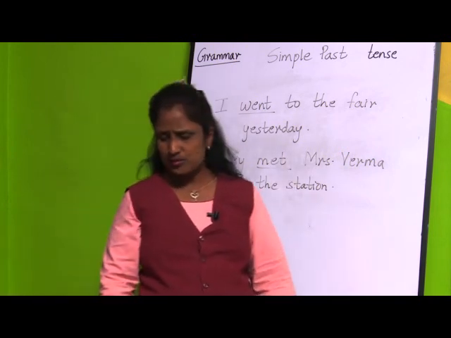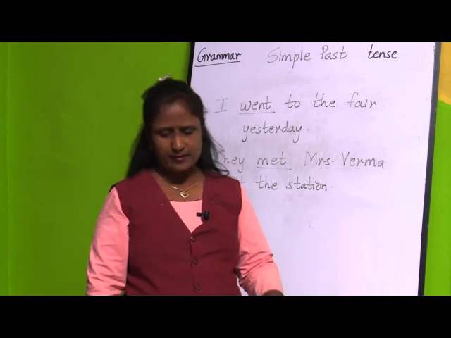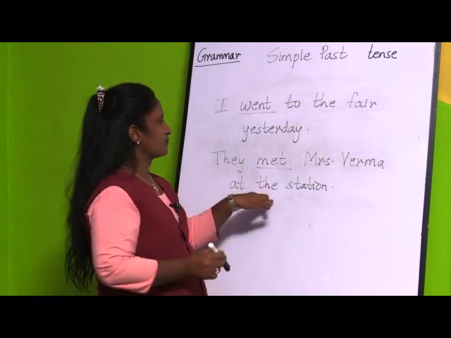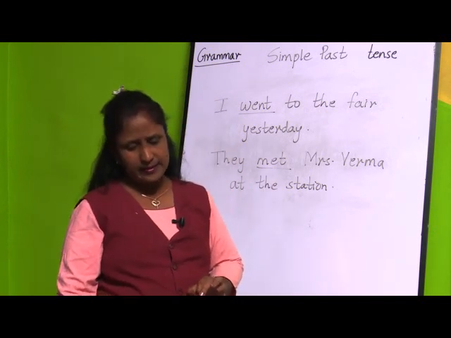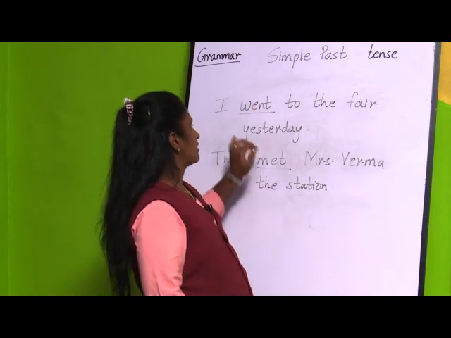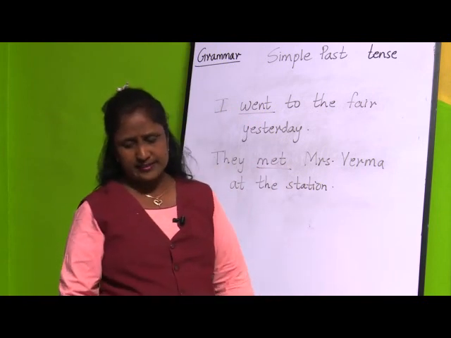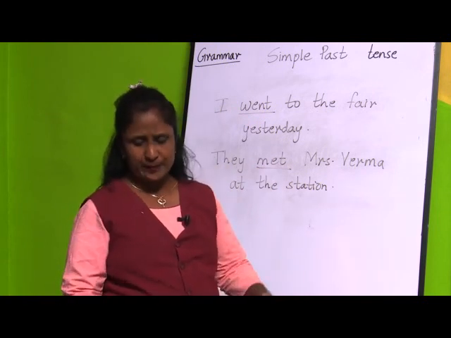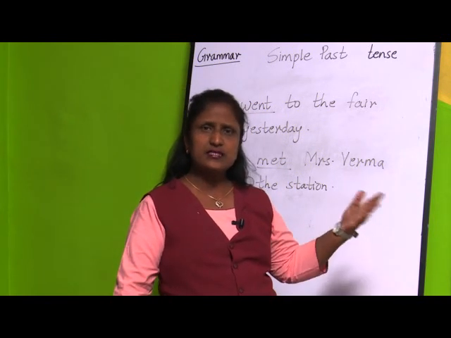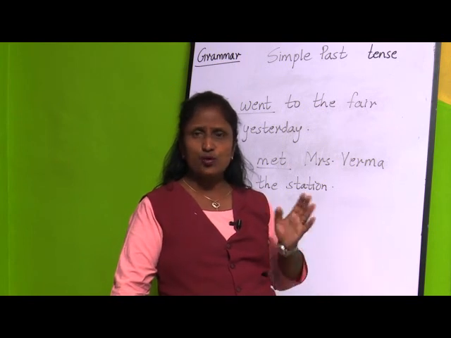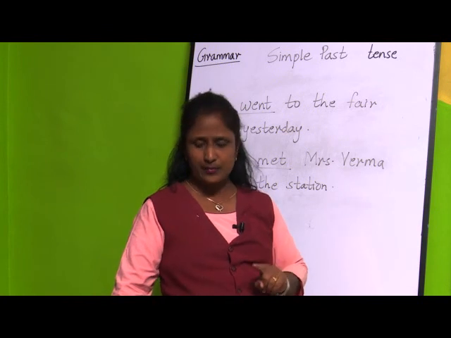If you see these two sentences, that is, I went to the fair yesterday and they met Mrs. Verma at the station, the words which are underlined are in the simple past tense. All these words are in the simple past tense, went and met. What is simple past tense? They tell us about the actions that took place sometime in the past. Those verbs are called simple past tense.